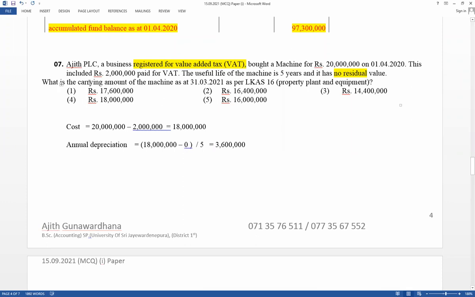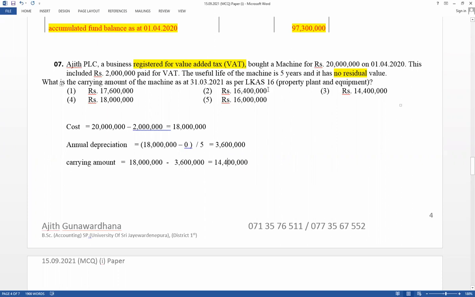The carrying amount as at 31st March 21, the end of the year, equals cost minus accumulated depreciation. Cost value equals 18 million. As accumulated depreciation, you have to consider the annual depreciation. Therefore, net book value equals 14,400,000. This is the carrying amount. Think about how to calculate cost value, annual depreciation, and carrying amounts.